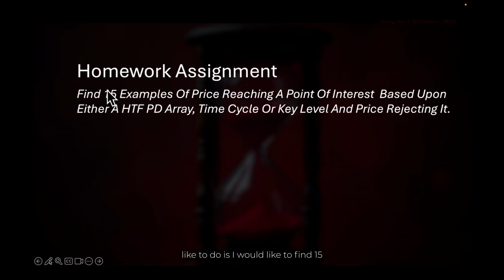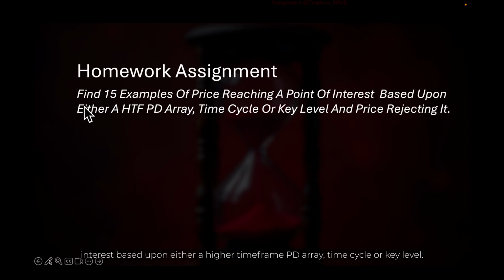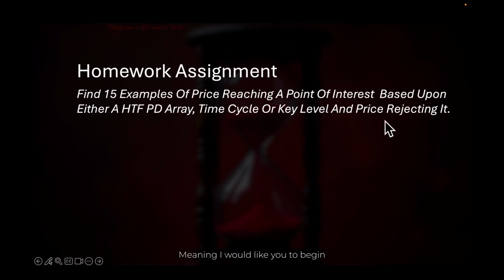As a homework assignment, what I would like you to do is find 15 examples of price reaching a point of interest based upon either a higher time frame PD array, time cycle, or key level, and price rejecting it. Meaning, I would like you to begin training, based upon a higher time frame chart, your ability to recognize what points of interest are. Once you're able to recognize what points of interest are and you're able to see these rejections taking place, you must understand that on the lower time frames, market maker models will present themselves.